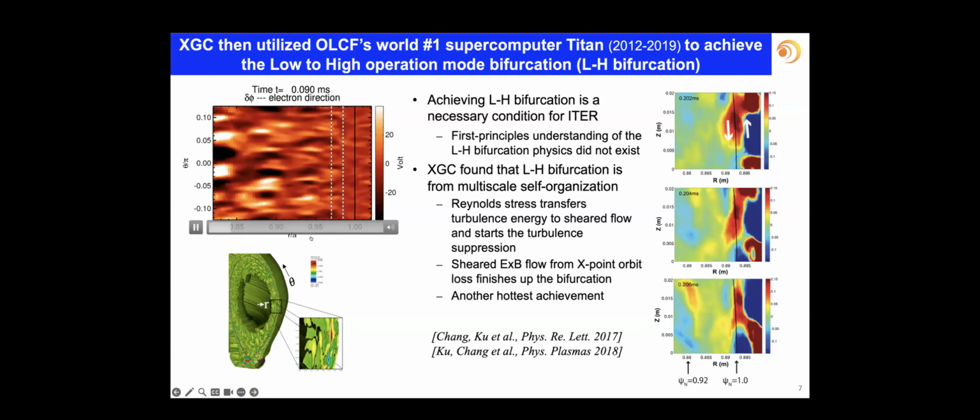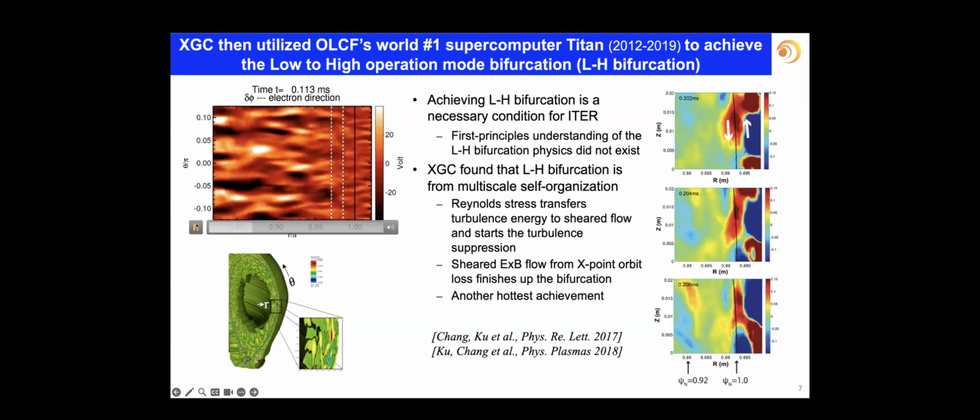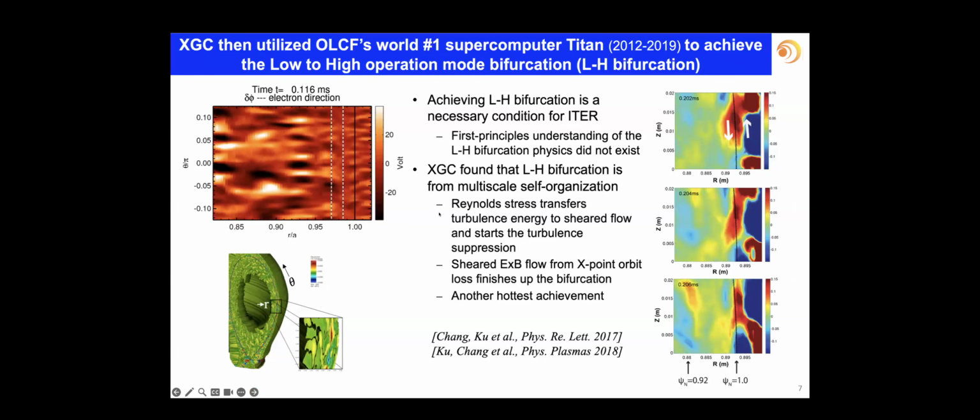Okay, this movie is playing first. I'll stop the movie and explain this. There was another big question. This LH transition I just talked about, the LH bifurcation. How is it happening? There was no real first principles explanation or understanding. There were only simplified models, and the modelers actually argue against each other: I'm right, I'm right. And we decided to attack this problem.